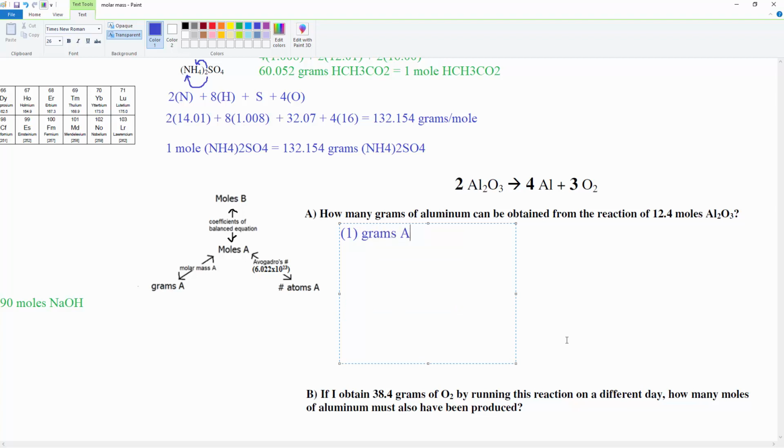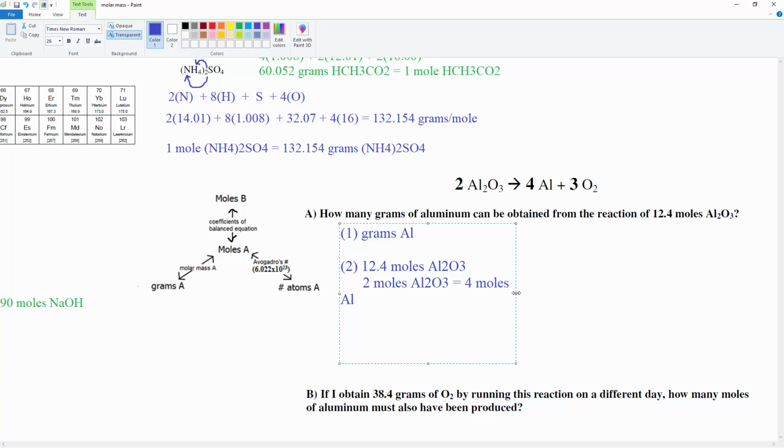Grams aluminum. Good. Step number 2. What am I given that will help me find what I'm looking for? I'm given 12.4 moles of Al2O3 specifically. And we're given this reaction, which has an equation that shows some sort of relationship between the Al2O3 and the aluminum. What's that relationship? 2 moles of Al2O3 go to form 4 moles of Al.